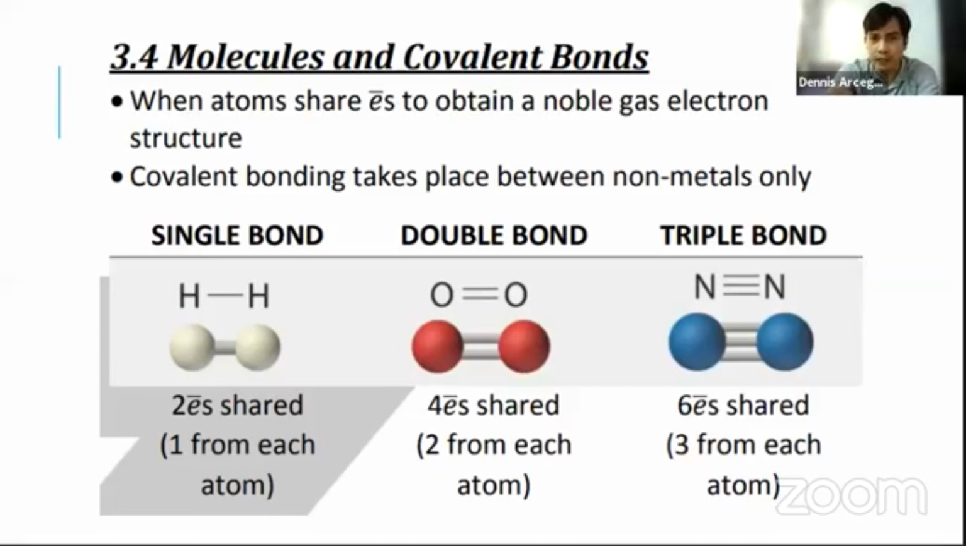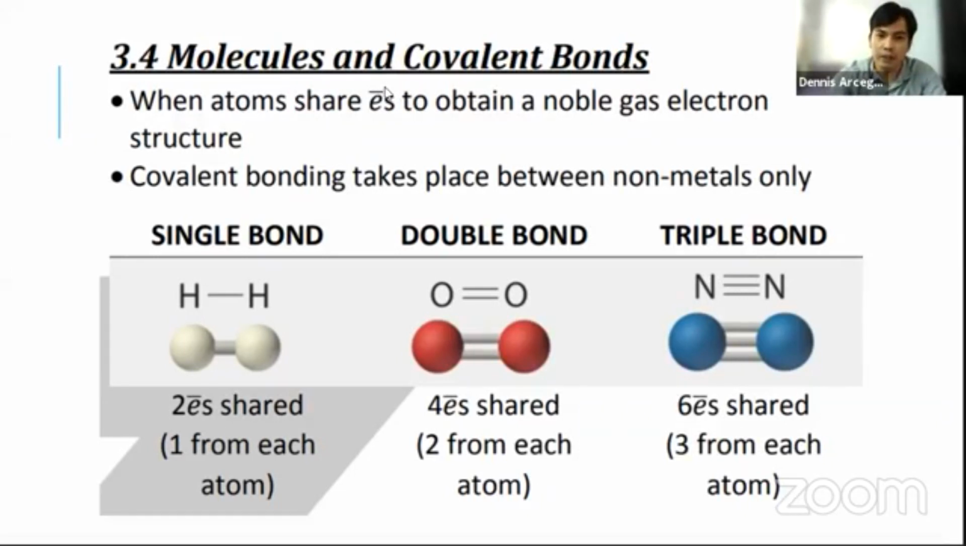Next, molecules and covalent bonds. In this one, they are sharing electrons to become stable. It depends also on how many electrons they are going to share. And remember that covalent bond occurs only between nonmetals. Ionic is for metals and nonmetals. Covalent is for nonmetals, and they are going to share electrons.